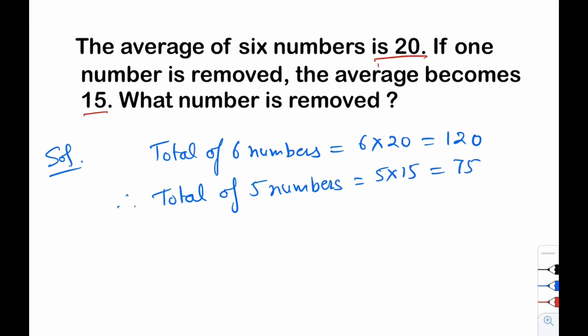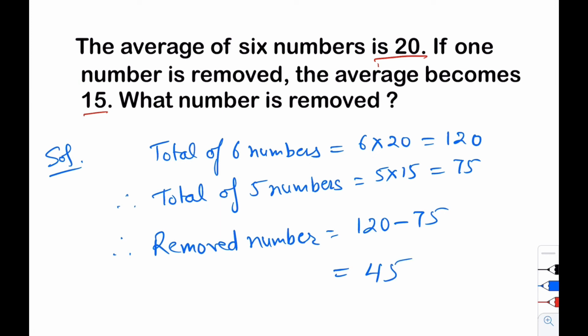Therefore, we can say that the removed number is equal to 120 minus 75, and this is equal to 45. So our answer is 45. It means the removed number is 45.